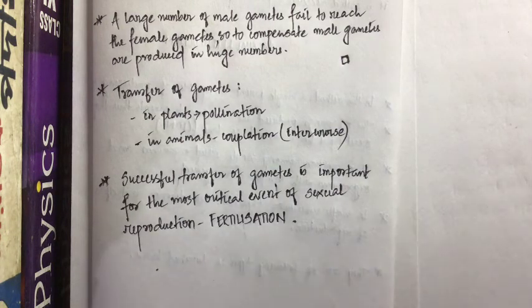This successful transfer of gametes is very important for the most critical event of sexual reproduction, and that is fertilization. In the next video, we'll discuss the fertilization process, how it occurs, the different events of fertilization, the total view of fertilization and the post-fertilization events that follow. Clear?